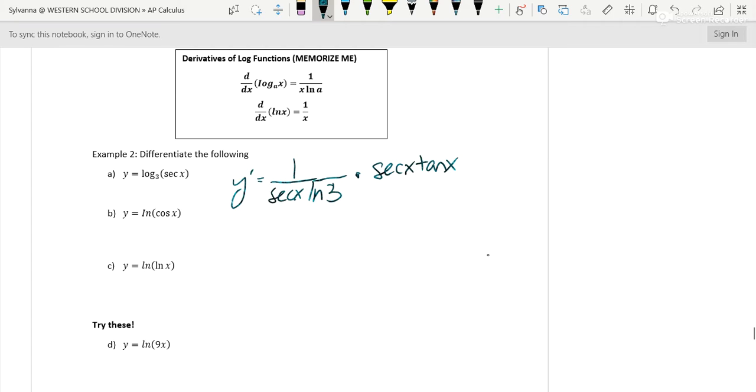The next one, for ln will be 1 over whatever we see in the bracket. So this will be 1 over cos x. And then we'll take the derivative of cos x, which is minus sine x. And actually we can just simplify this. This will be minus tan x. Remember that identity, sine x over cos x? That's the same thing as tan x.